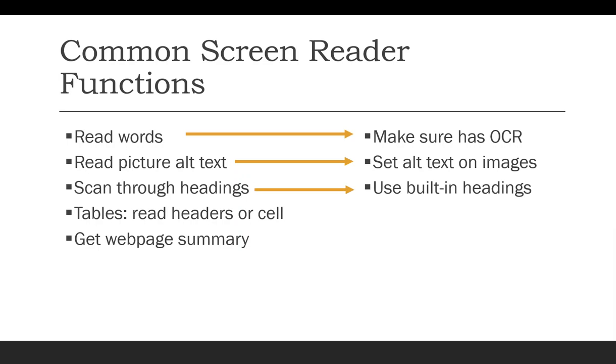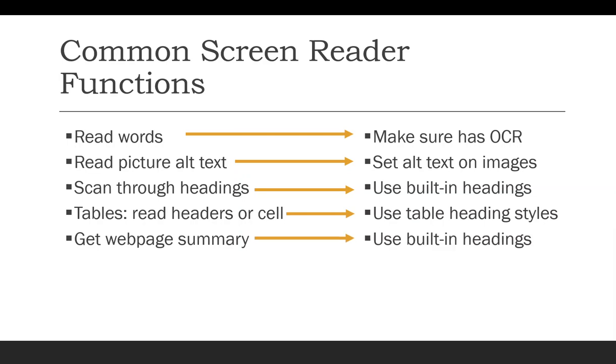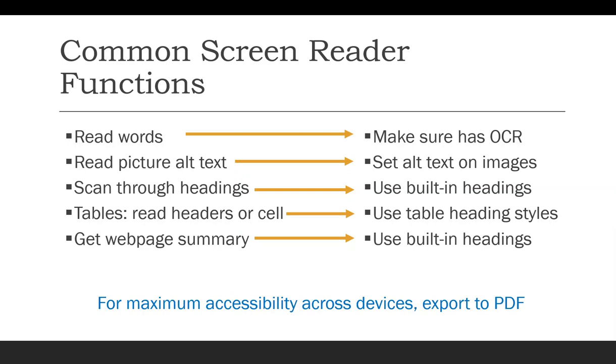It needs to be able to scan through headings. We can do that really easily by using built-in heading styles in different web browser builders or document builders, because it already has certain tags that are going to work well with screen readers to tell it what a heading is. Same thing with tables. We need to use table heading styles that already indicate what in the table is a heading or the table head. And then same thing with web page summary. If we use the built-in styles, they're already tagged to work well with screen readers. Okay. And ultimately, for maximum accessibility and robustness, we want to do it in a PDF, so it'll work across devices.